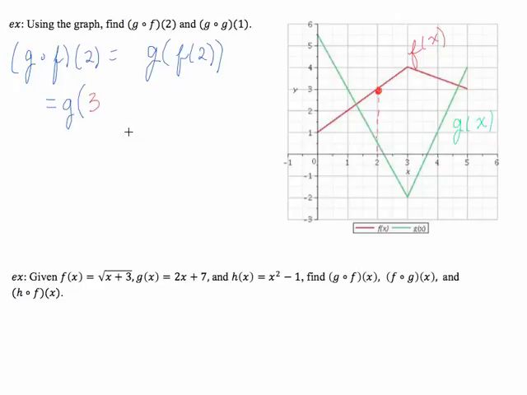Okay? So now I need to find g of 3, which I'm going to use the graph of g to do. So we go over to x is 3, go down to the y value there, it looks like -2.